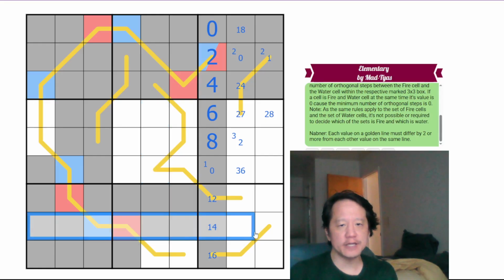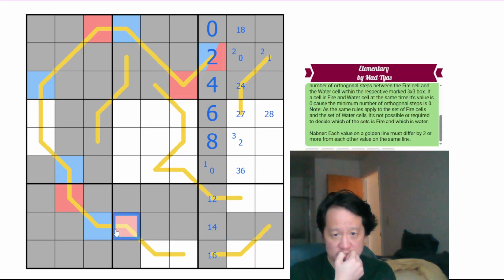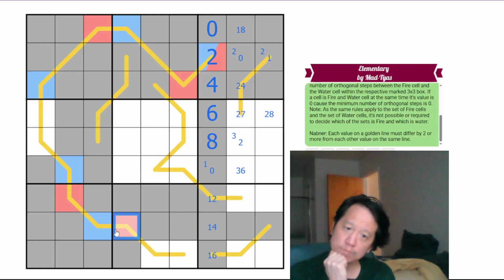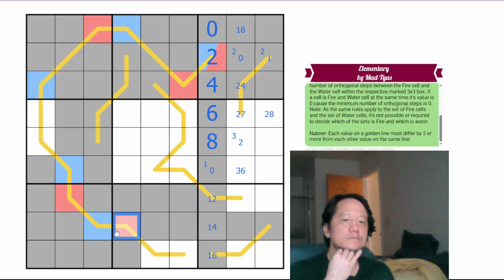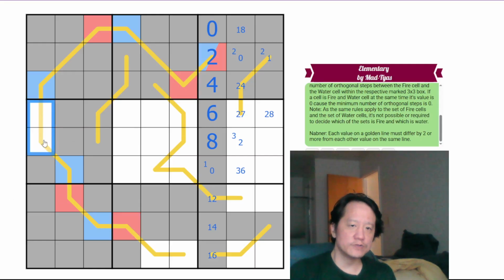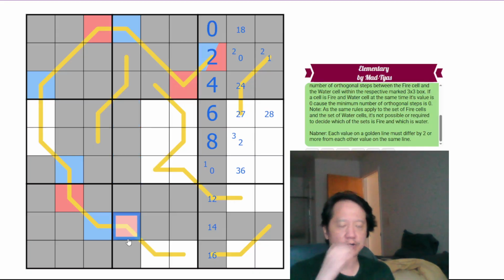The rest of row 8 cannot have a fire and water. Okay. We know red is one of these 2. Okay, the rest of column 4 does not have fire and water. We have a fire and a water guaranteed there.